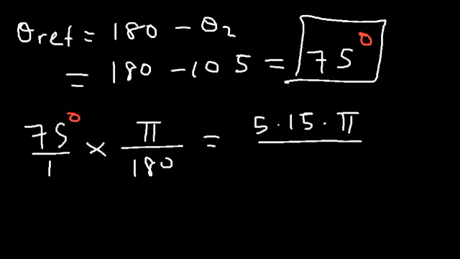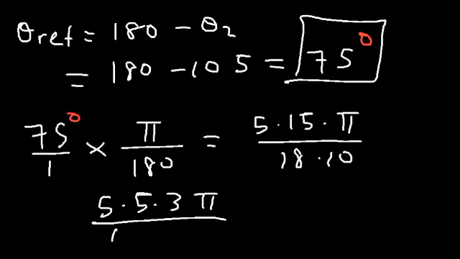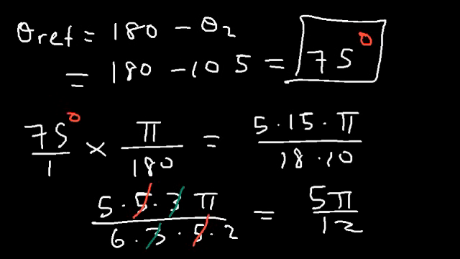And 180 is 18 times 10. 15 is 5 times 3. 18 is 6 times 3. And 10 is 5 times 2. So we can cancel a 5 and a 3. So the answer is 5 pi over 12. That's the reference angle. The original angle was 7 pi over 12, but the reference angle is 5 pi over 12.